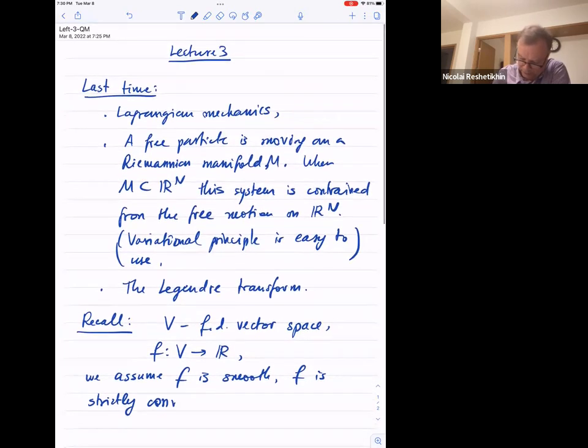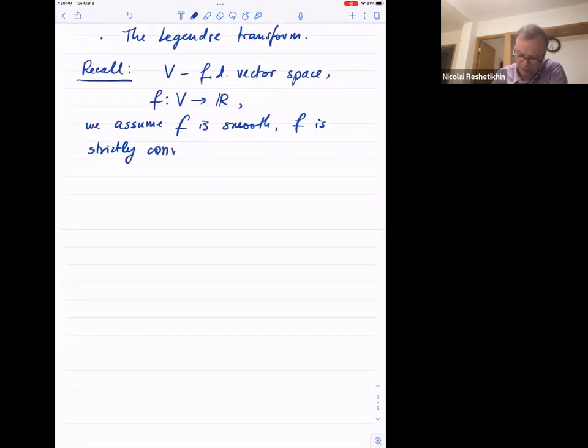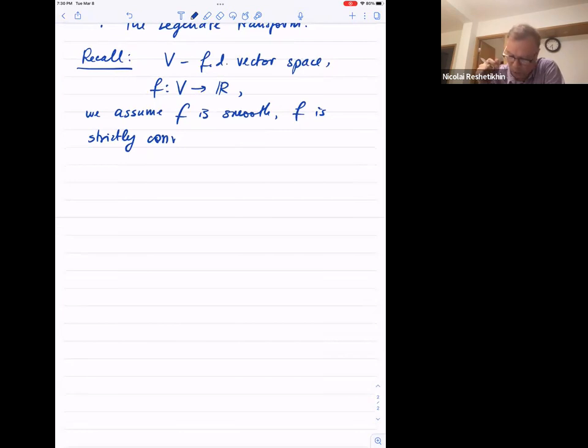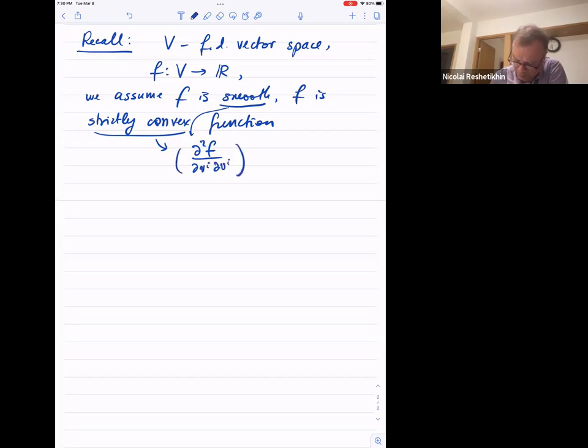So after the brief description of the last lecture, I started to recall the Legendre transform. So V is a finite dimensional vector space. F is a smooth, strictly convex function. Smooth and strictly convex simply means that the second derivative in local coordinates, the matrix of second derivatives, is positive definite.